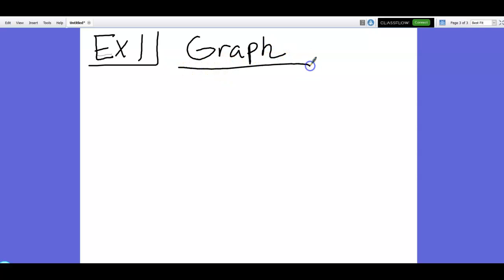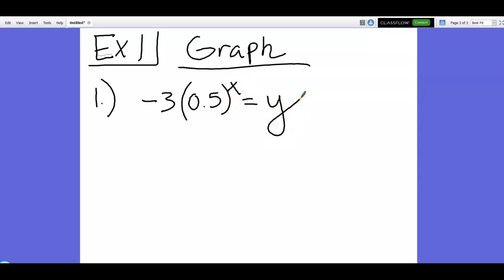Graph. Okay. So one. Here we go. Let's do -3(0.5)^x = y. We're going to graph that. But we're not going to do it the way we were before. The way we were doing it before is I just had you plug in a whole lot of points and put all the dots on there, connect the dots, and that takes a while. So the goal here today, I'm trying to get you guys to see some shortcuts so you can just get the graph done quickly, all right?